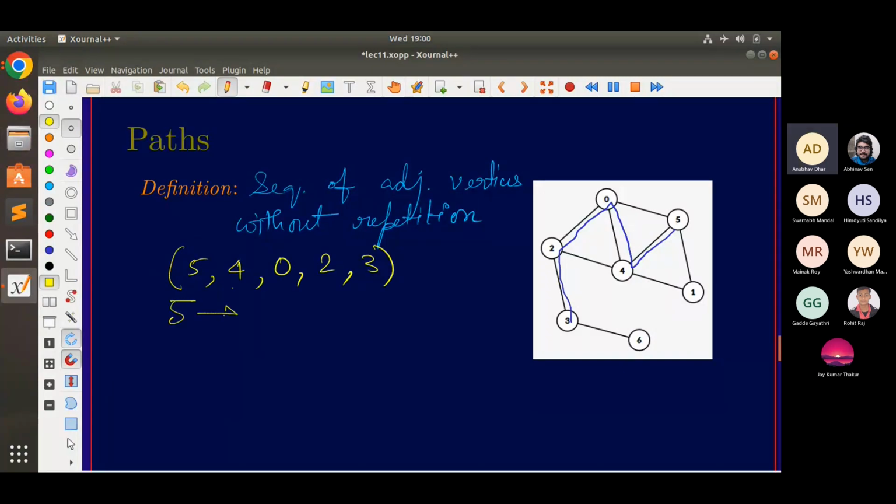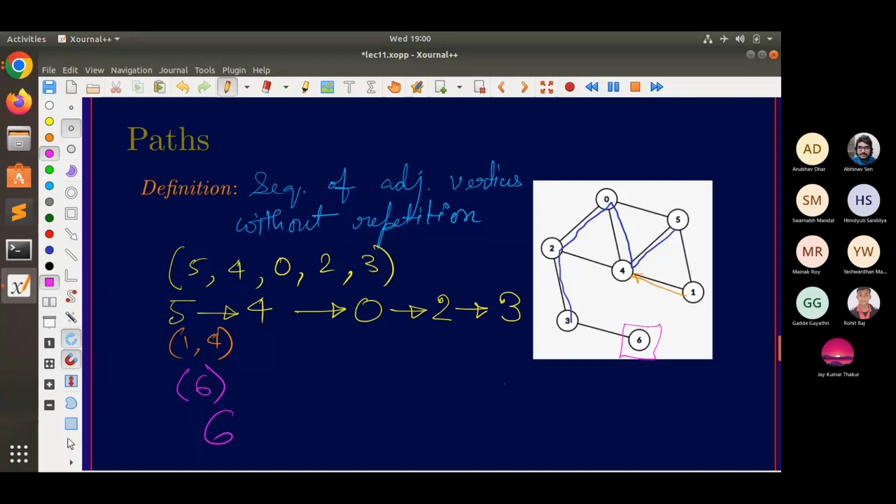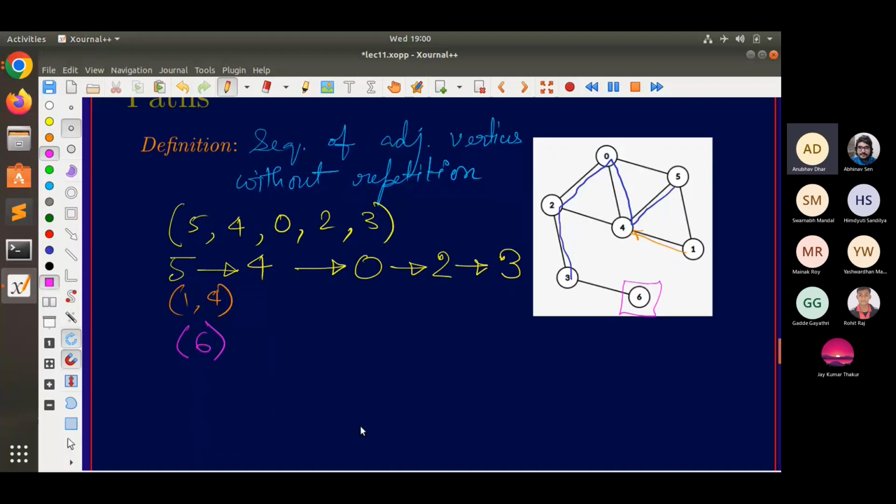But let's write it in this fashion just to make it easier to visualize. So this is a path. Again, this is also a path, 1 to 4. And you can have paths of 0 length as well. So just a singleton node, let's say 6. So 6 in and of itself is a path of length 0. I hope the definitions are clear.